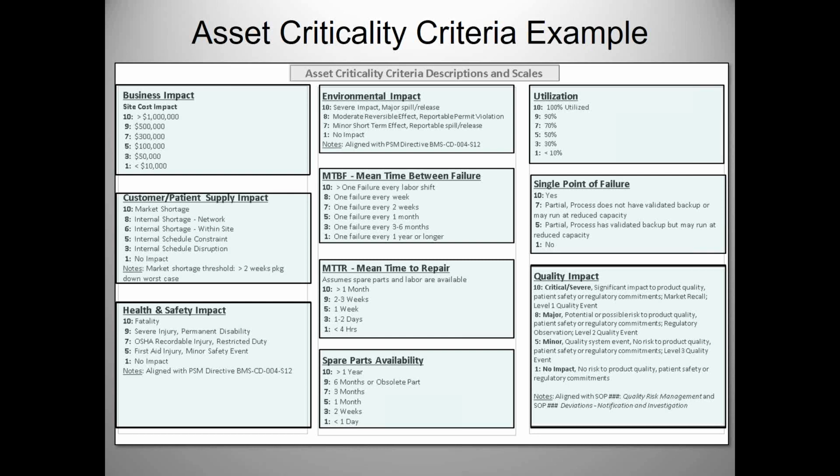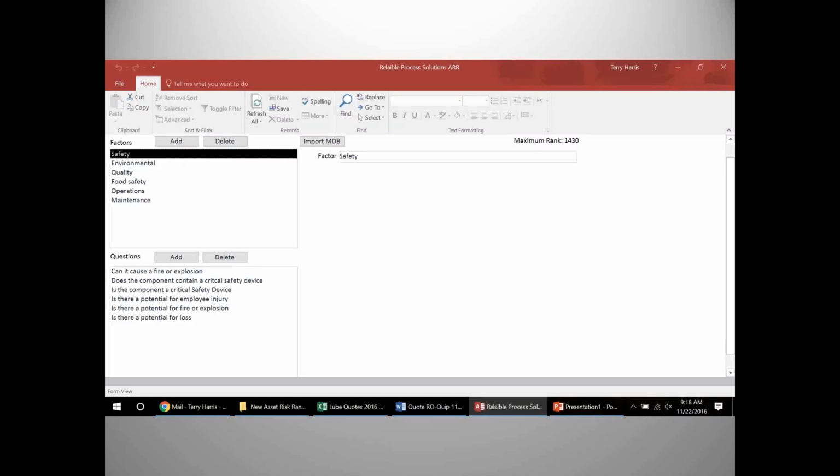And the reason I want to put this here is because this is the new ISO 55000 database we have. And in this database, it actually comes to you blank. But I've actually put these factors up here: safety, environmental quality, food safety, operations, and maintenance. And we send this along with there in case you want to use this one.